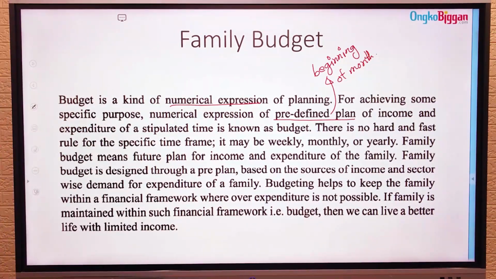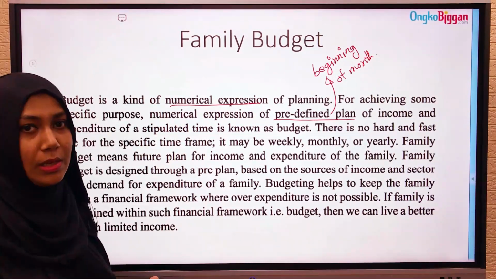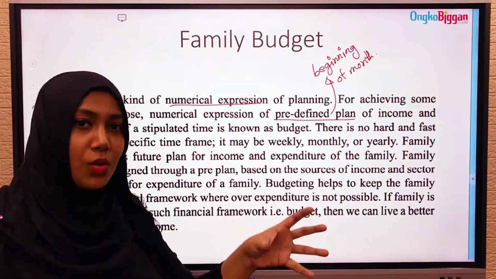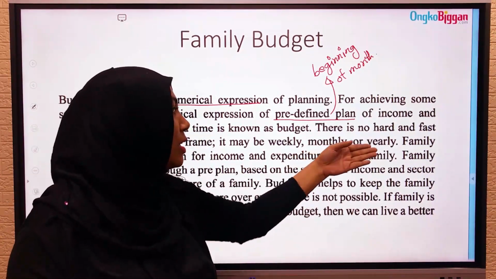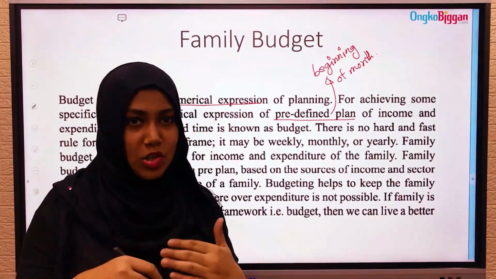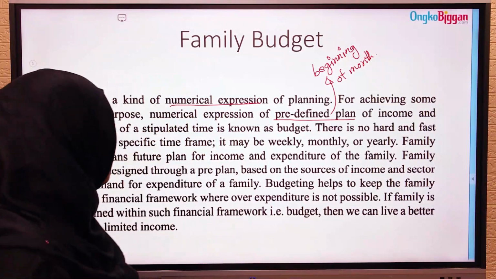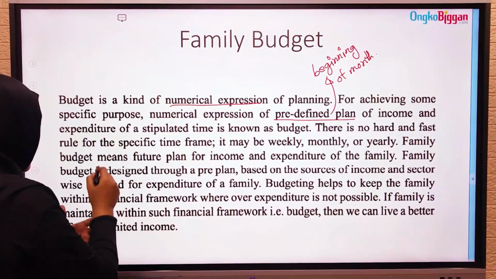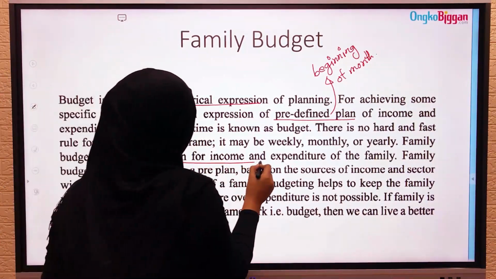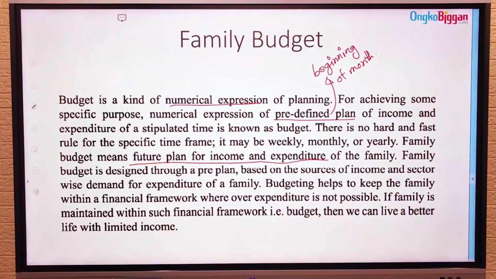Okay, so there is no hard and fast rule for the specific time frame. It may be weekly, it may be monthly or yearly, right? So you can do it weekly, monthly or yearly. Yearly is less encouraged. Monthly is encouraged, weekly is also encouraged. So family budget means future plan. In short, family budget means future plan for income and expenditure of your family.